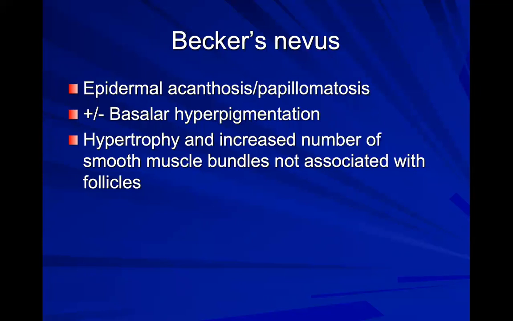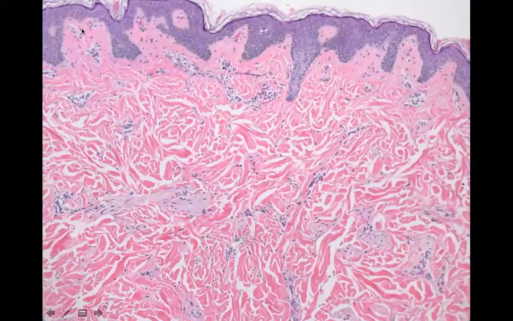A Becker's nevus is also similar. On top, it looks just like an epidermal nevus. You may or may not have a little bit of hyperpigmentation in the basilar layer of the epidermis, making it really look kind of like a seb. And then you may have hypertrophy and increased number of smooth muscle bundles. So it's kind of like a smooth muscle hamartoma that's not associated with hair follicles, which you would see with, say, an arrector pili muscle that was supposed to be there. So Becker's nevus on top, kind of nonspecific, acanthosis and hyperpigmentation.